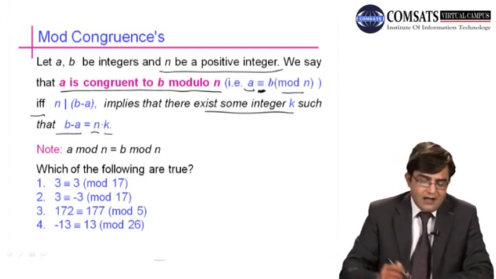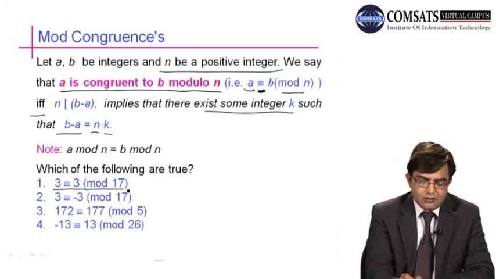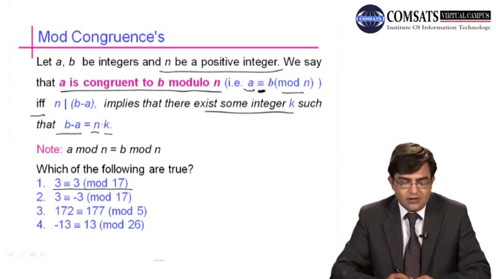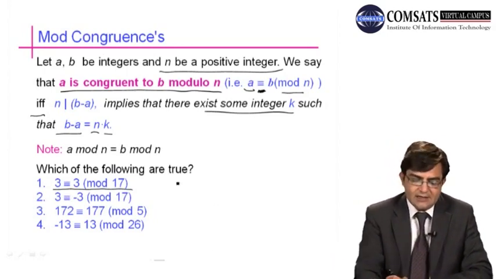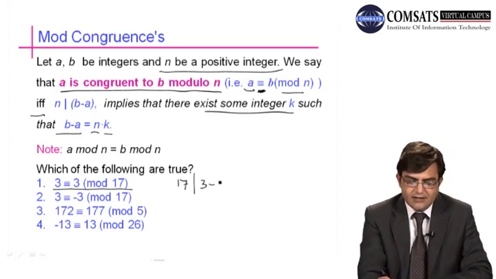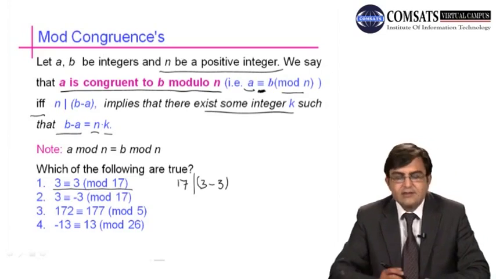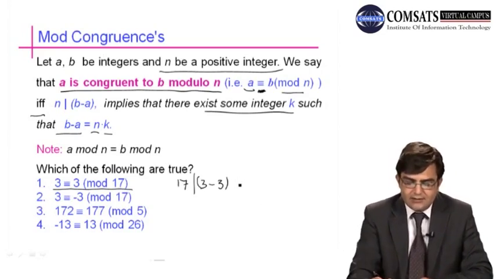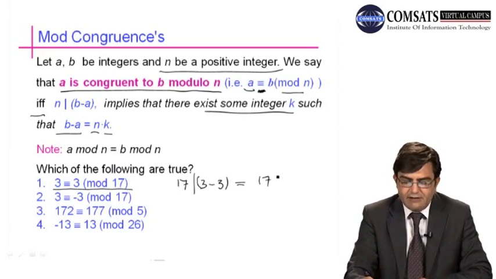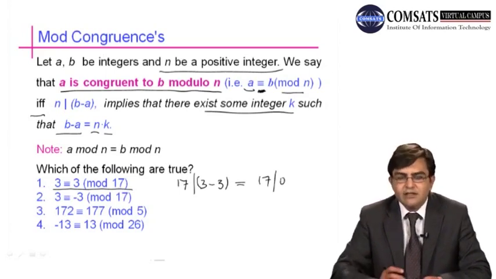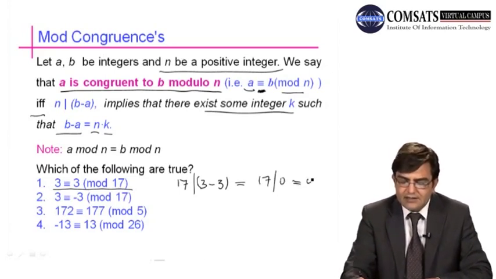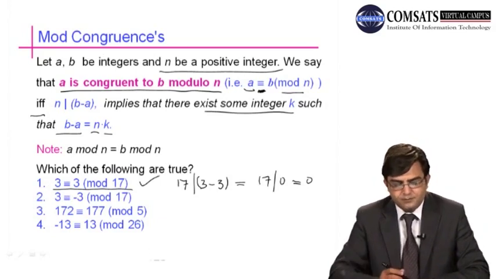For example, if we have 3 is congruent to 3 mod 17, then what does it mean? It means that 17 divides 3 minus 3. So whether it is true or not, this is basically equal to 17 divides 0. So every number divides 0. This is basically 0. So this statement is true.